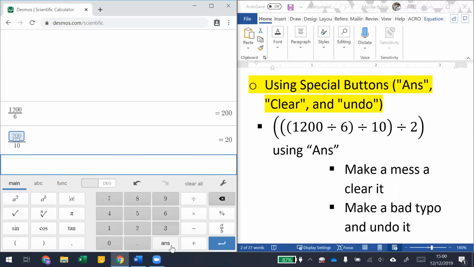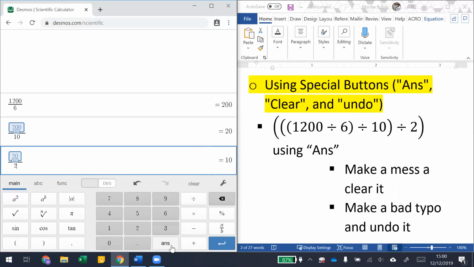Now I need my last answer and divide it by 2. So right, ANS has changed. Now it's 20 because it always looks at my last answer, and it divided that by 2 to get 10.